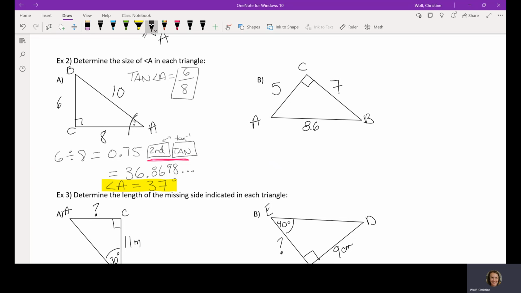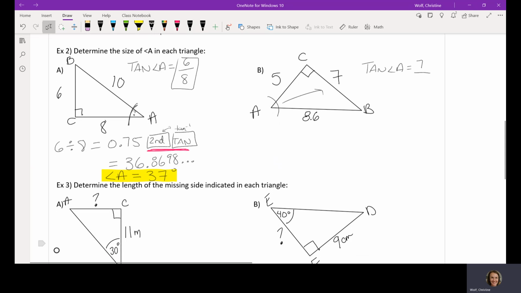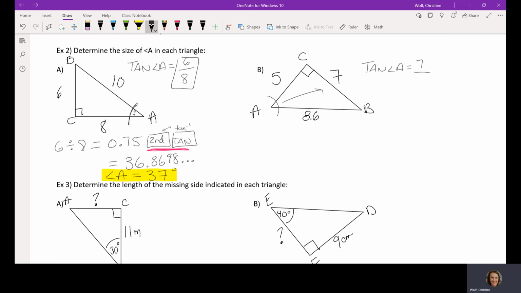Okay, let's do another one. I found my angle A there, it's 37, done. Over here, I'm finding this angle A now. So I'm going to create my ratio tan of angle A. It's always the opposite on top. Opposite of angle A is the 7, divided by the adjacent. Between the 5 and the 8.6, I'm going to choose the 5 because the 8.6 is the hypotenuse. I don't want that guy today.